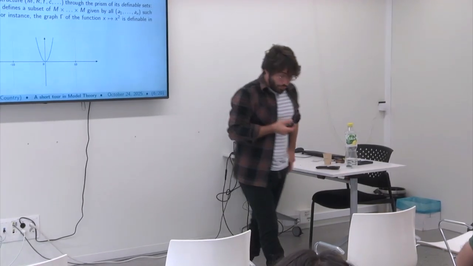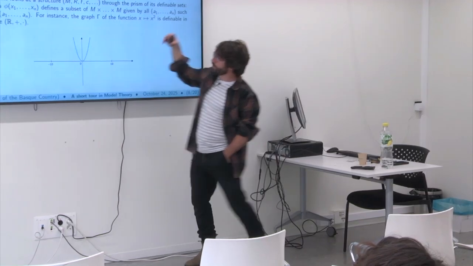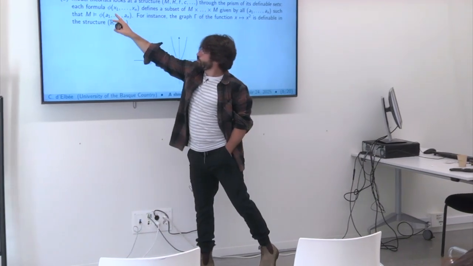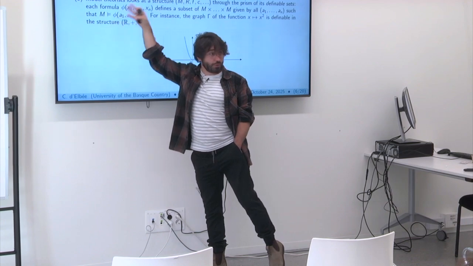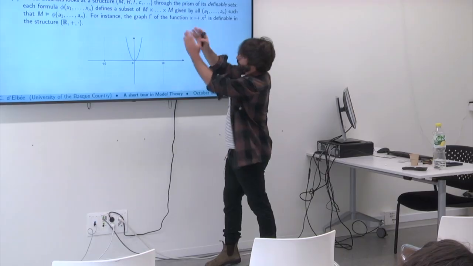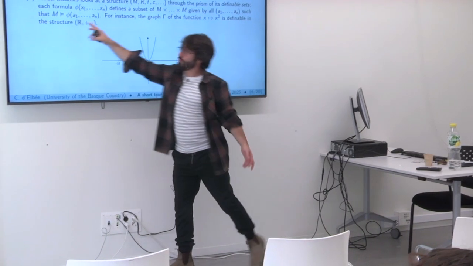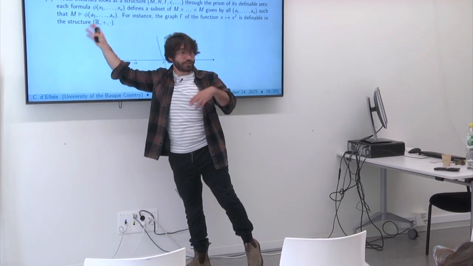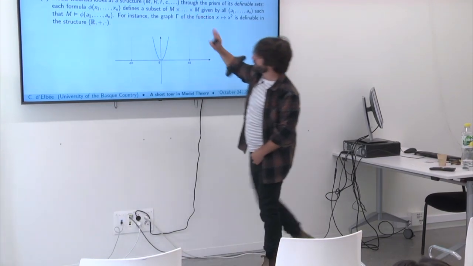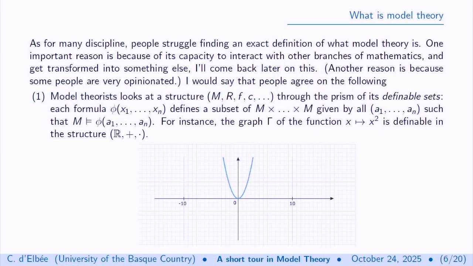So a model theorist will look at a certain structure through the prism of its definable sets. Every time you have a structure like this, and you have a formula in the language of the structure, this formula defines a subset of tuples: the set of all the solutions of the formula, the elements that satisfy the formula. This will be a definable set, and model theorists are all the time trying to understand what those definable sets are.